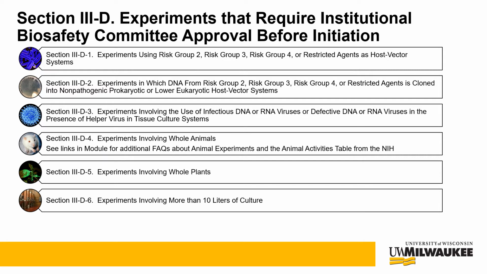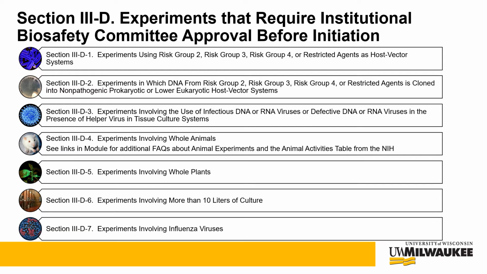Section 3D6 are experiments involving more than 10 liters of culture in any single vessel, and this would include all fermentation experiments. Section 3D7 are experiments involving influenza viruses.